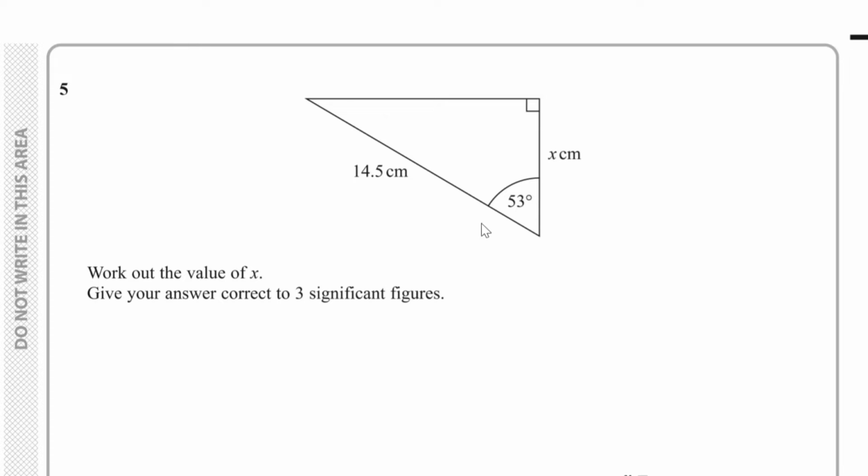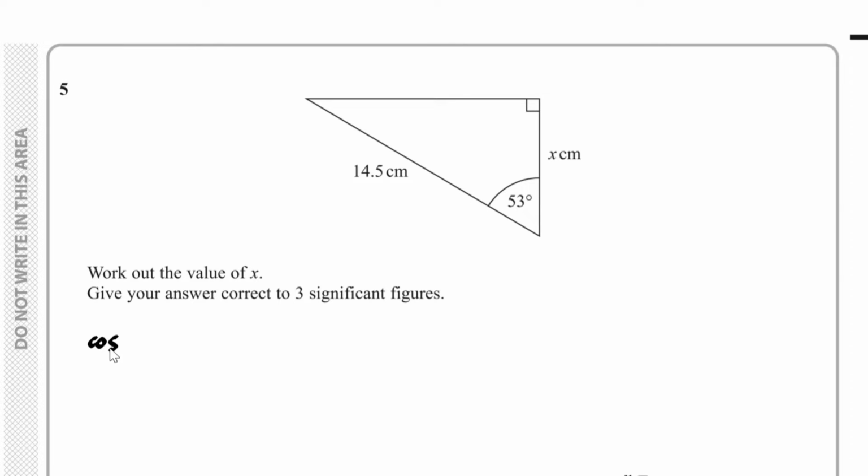Question number 5. We've got this right-angled triangle. We've got a length of 14.5 centimeters, a length of x centimeters, and an angle of 53 degrees. We have to work out the value of x to three significant figures. Well, we've got the hypotenuse and the adjacent, and what connects those is cosine.